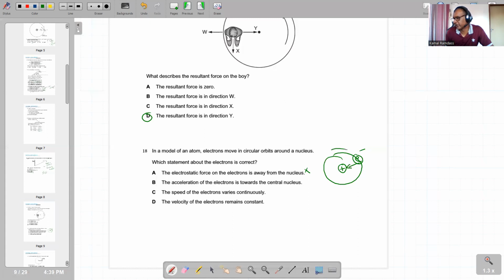Parce que they move in a circular path. The speed of the electron varies continuously. The velocity of the electron remains constant. No, parce qu'il move in a circular path. The speed of the electron varies continuously. Dans ce modèle-là, non? The acceleration of the electron is towards the central nucleus. It is in a circular path, and the centripetal acceleration is towards the central nucleus.